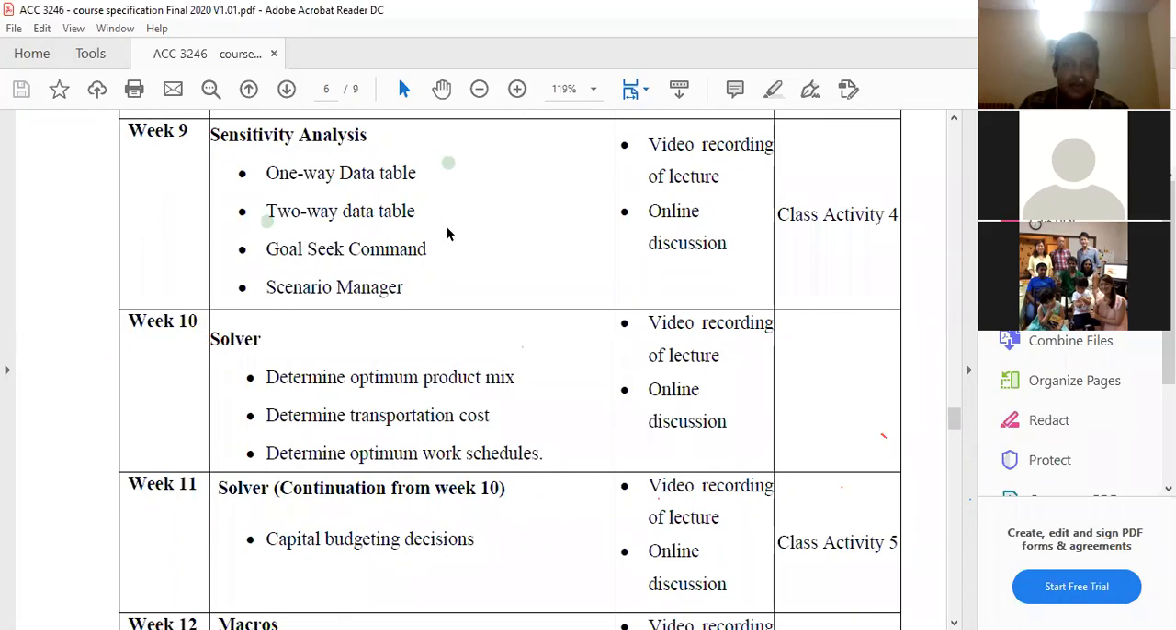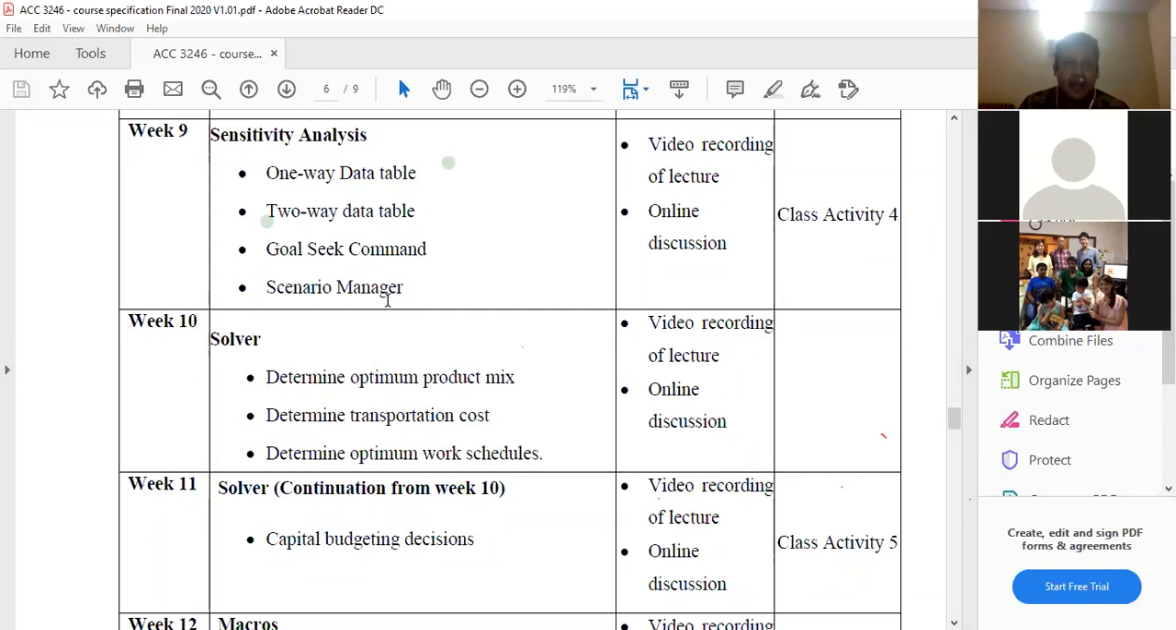With the two-way data table, you can see the impact on the profit by looking at a simultaneous change in 2 variables, which may not be practicable even in a manual environment. By using the capabilities of the software, you can simultaneously change 2 variables and see the impact that it has on the output. Then the goal seek command: if you specify a particular output, you may see what change there can be in a particular input. So it is the other way around to the one-way and two-way data tables.